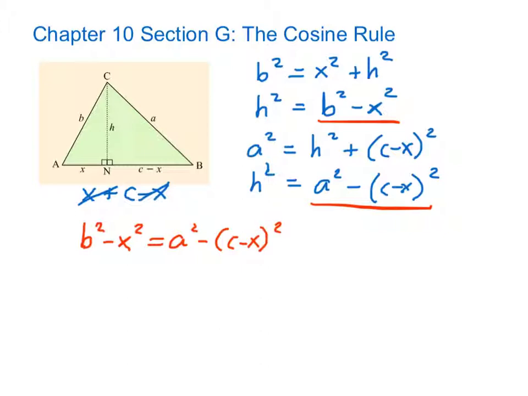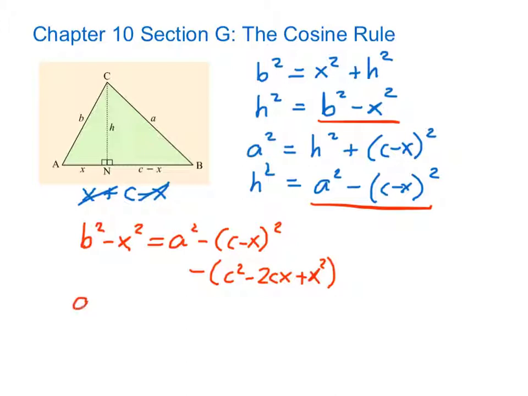I'm going to do a little bit of algebra here. I'm going to expand this expression and I'm going to move things over and solve for a squared. So if I expand (c minus x) squared, I really get c squared minus 2cx plus x squared. But remember, there's a negative on the outside here. So I'm going to take this whole thing and move it over to the other side.